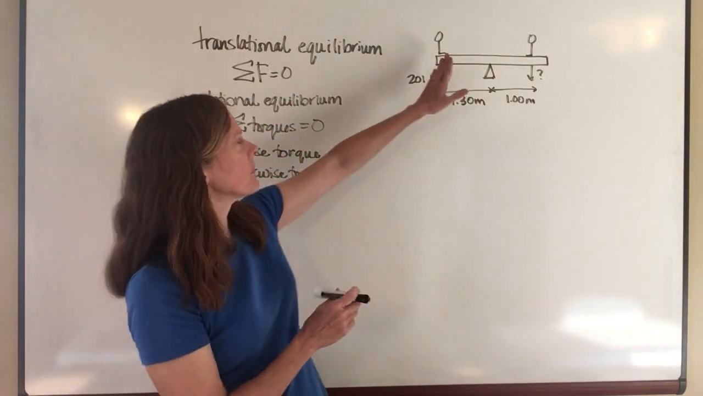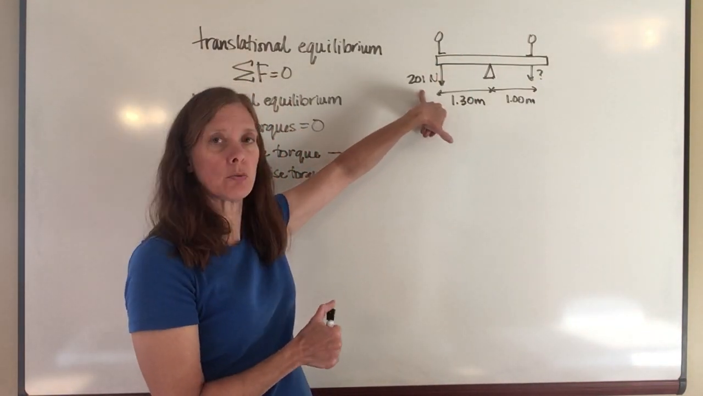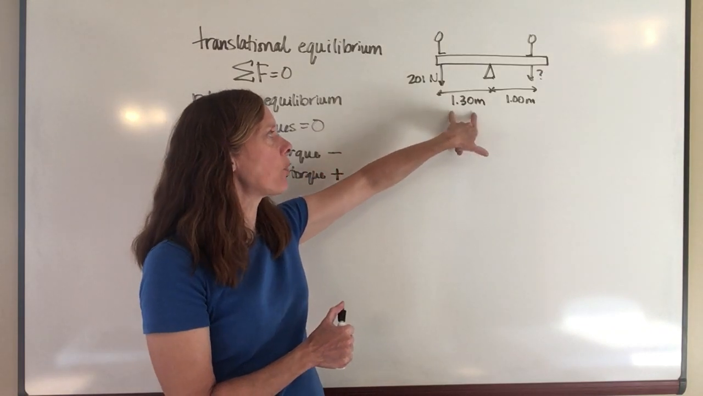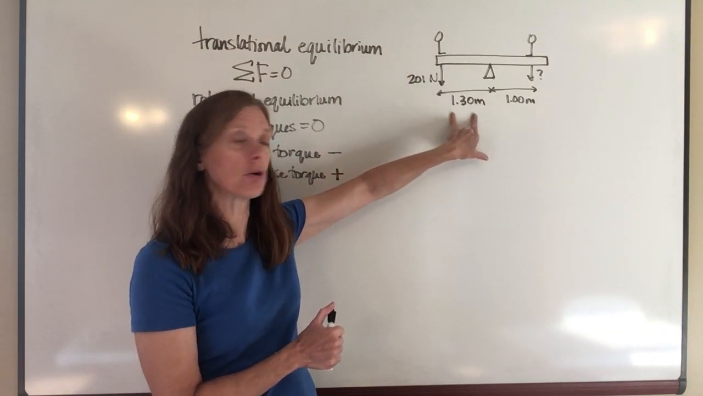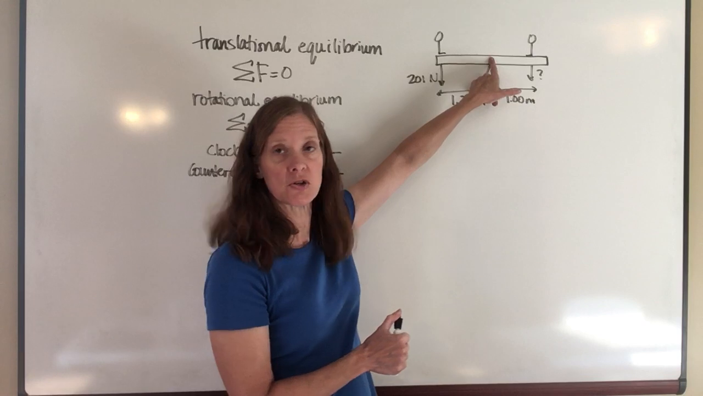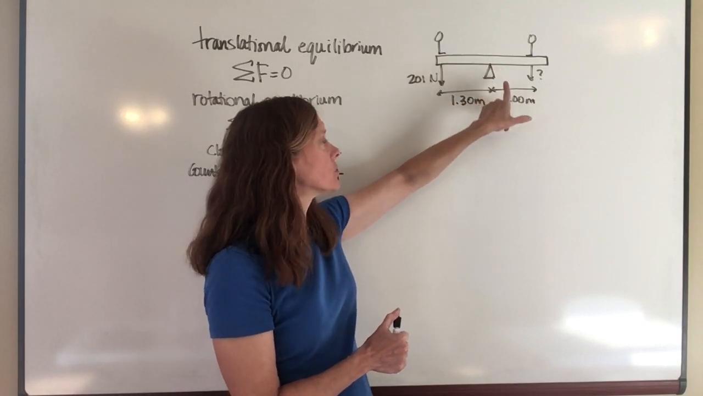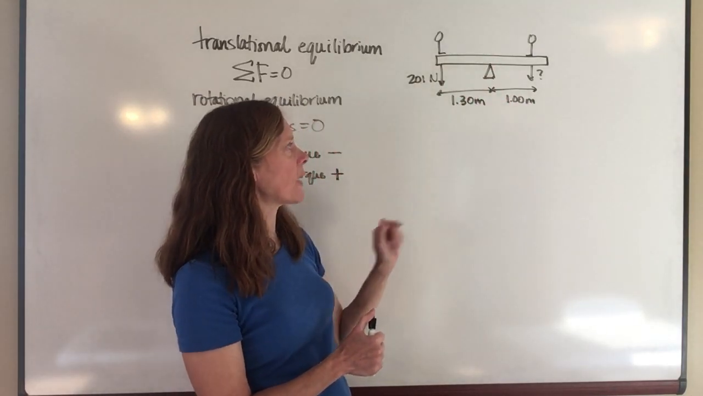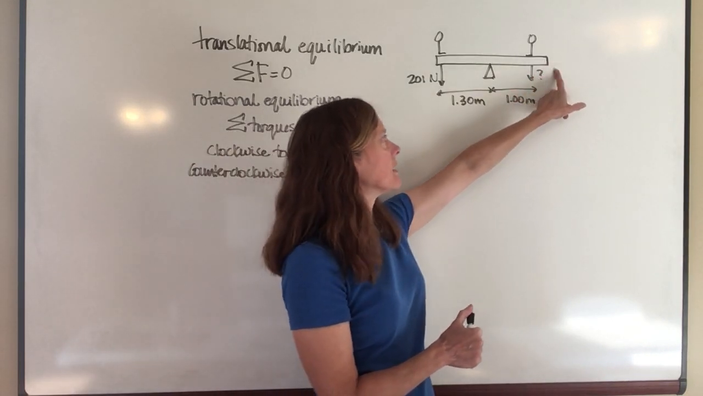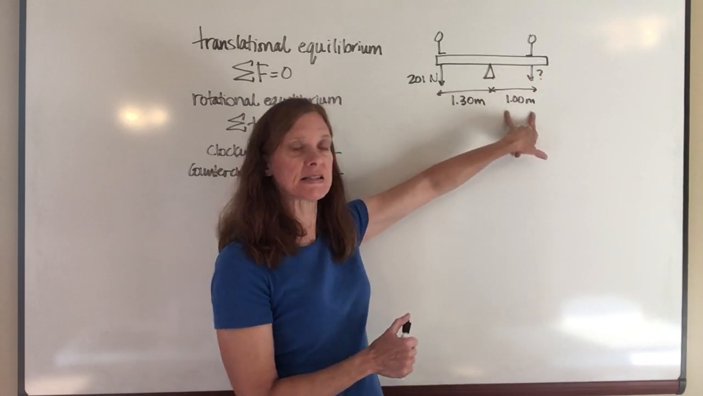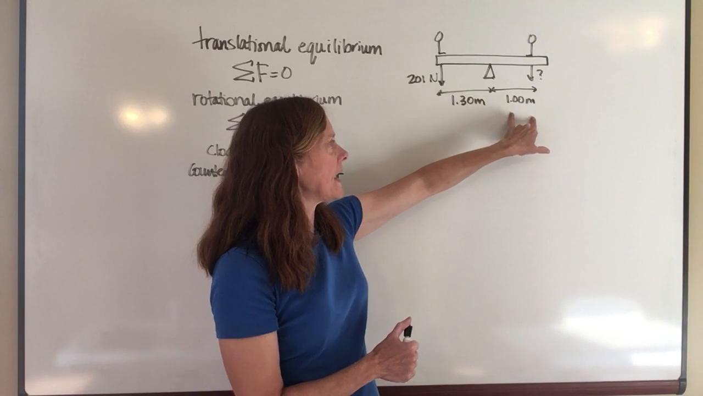So the girl, we know that her weight is 201 newtons, and she's sitting 1.30 meters from the fulcrum, being the point at which the teeter-totter is balanced. So she's sitting 1.30 meters away. The boy is sitting a little bit closer than that. He's sitting a meter away.